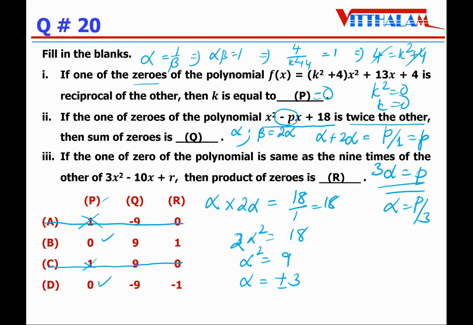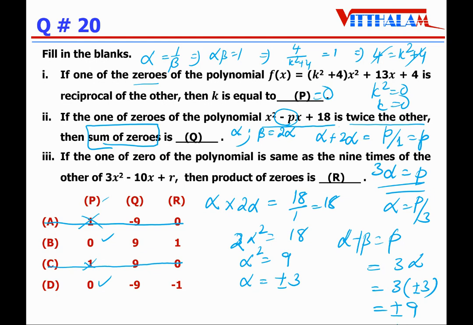Now what we have to find out? We have to find out the sum of zeros. So the sum of zeros means alpha plus 2 alpha, and alpha plus 2 alpha equals p. Correct? Alpha plus beta equals p. That's what we have to find out. And p equals 3 alpha. Therefore, it is 3 times plus or minus 3, so it is plus or minus 9. So either 9 or minus 9. That is the sum of zeros. So either option B or D. Both are correct.